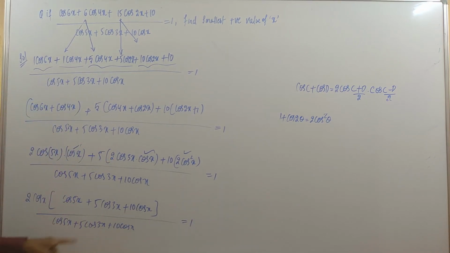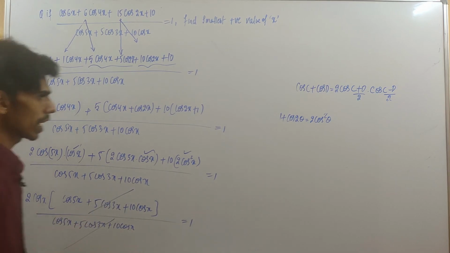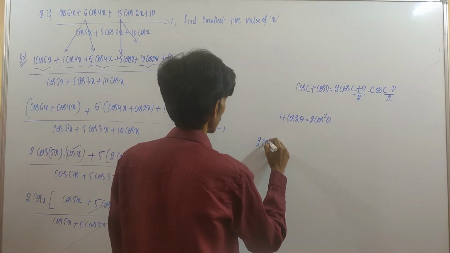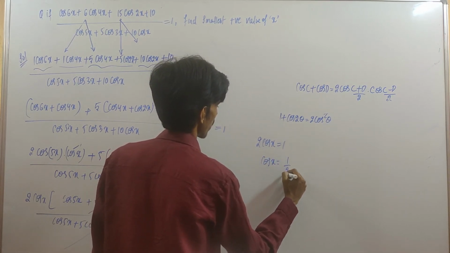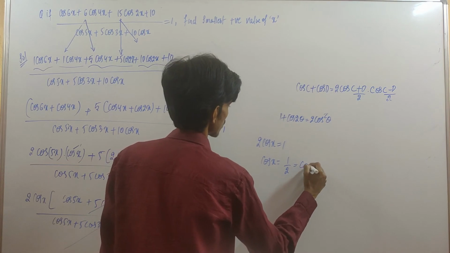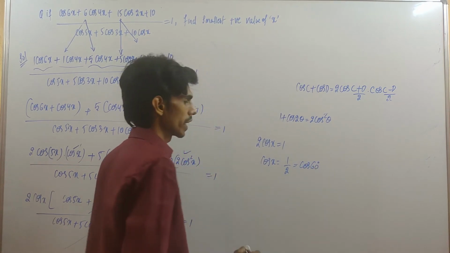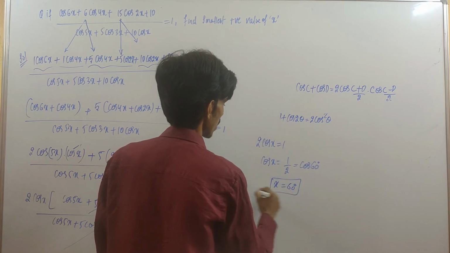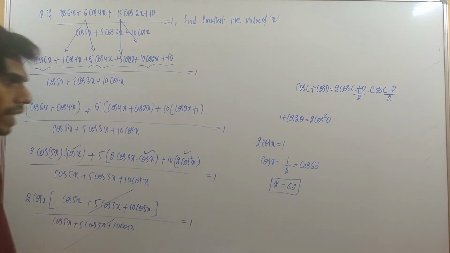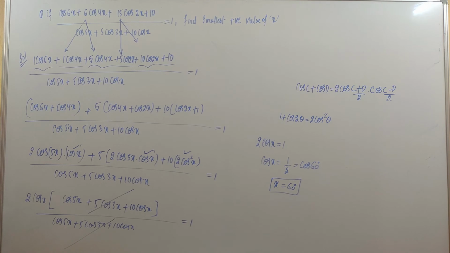Now cos 5x, 5 cos 3x, 10 cos x: these two will get cancelled. We have 2 cos x is equal to 1. Cos x is equal to 1 by 2. Cos 60 degree value is 1 by 2. So x value will be 60 degrees. This is the smallest positive value of x.